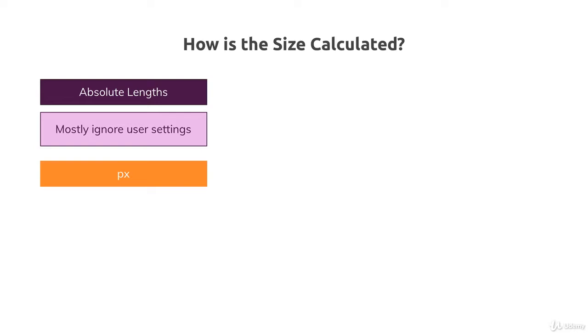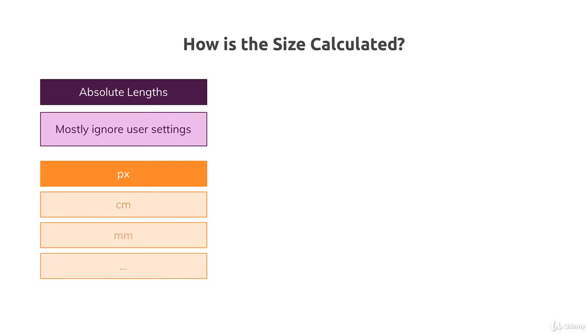So we specify a pixel and that's it. The user cannot change it. Yes, he can change it by zooming in with the browser, but we learned that this is probably not the behavior that we want. In addition to this pixel as an absolute length, we also have centimeters, millimeters, and more.